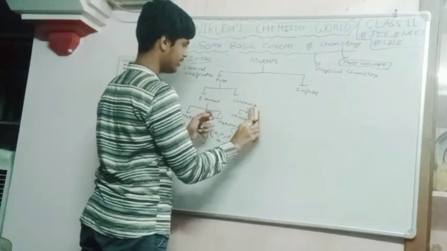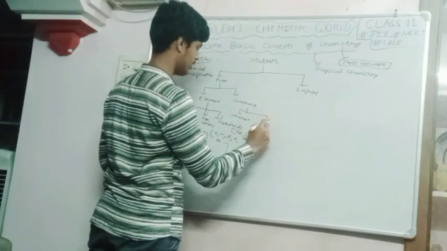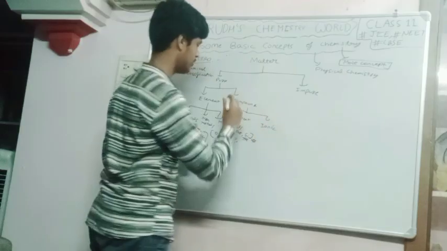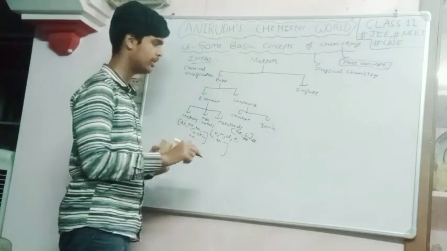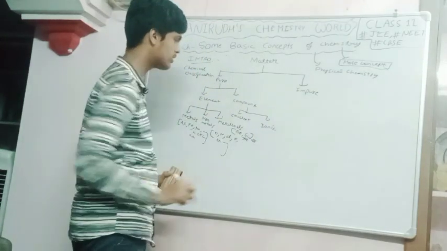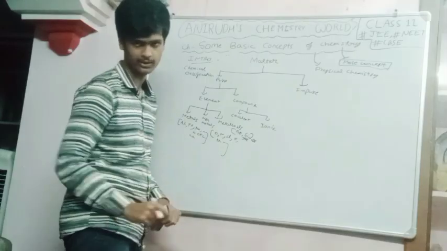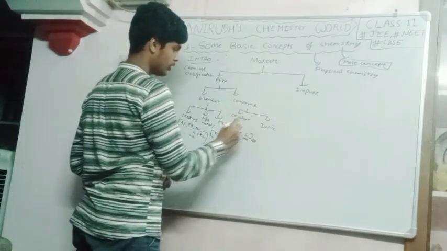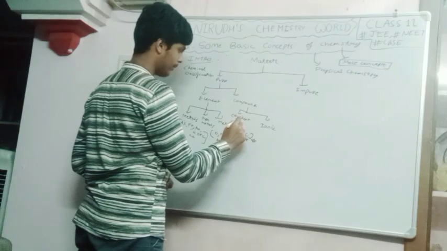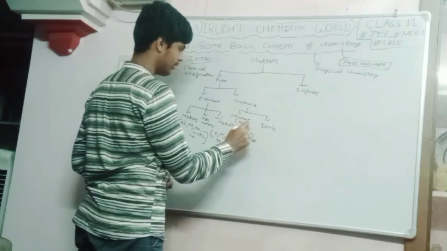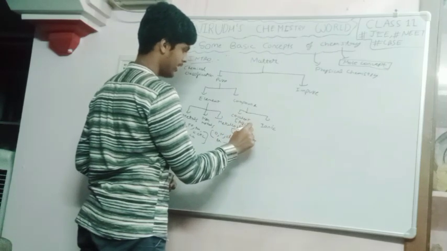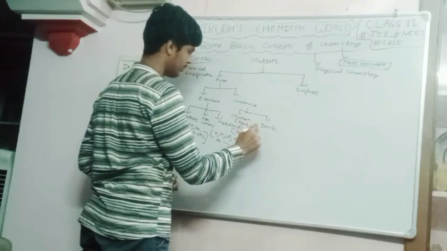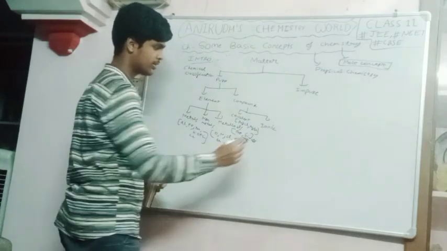In compounds, another one is ionic compounds. You might have heard in your 10th class that compounds are of two types: covalent and ionic. In covalent compounds you will be having like AgCl, AgBr. These are covalent compounds.